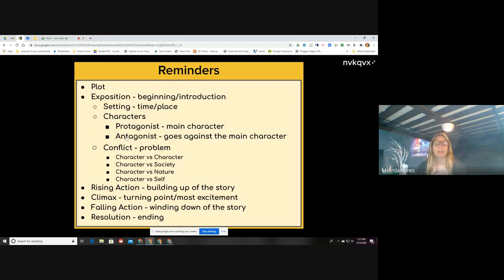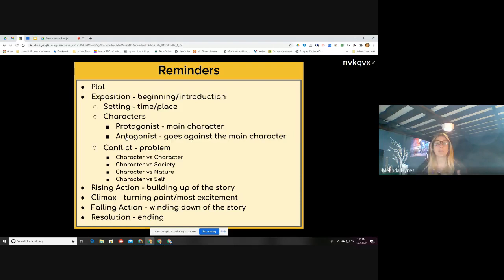And then there's character versus nature. Character versus nature, remember, just deals with natural forces. So things like tornadoes and fires and earthquakes or Armageddons, that kind of stuff would be things that would fit into that type of conflict.